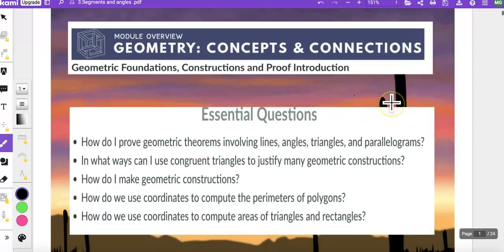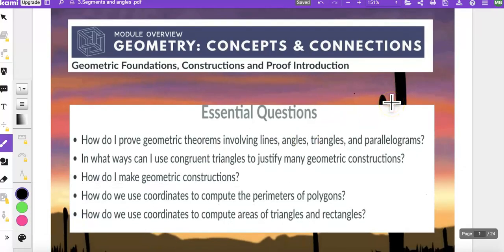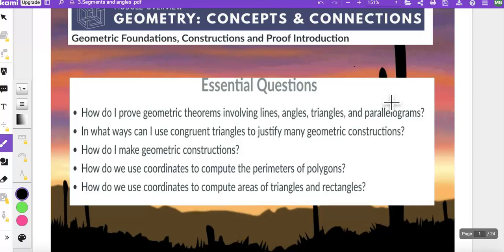So in this session we will learn about geometric foundations, constructions and proof introductions. Our essential questions are: how do I prove geometric theorems involving lines, angles, triangles and parallelograms? In what ways can I use congruent triangles to justify many geometric constructions? How do I make geometric constructions?